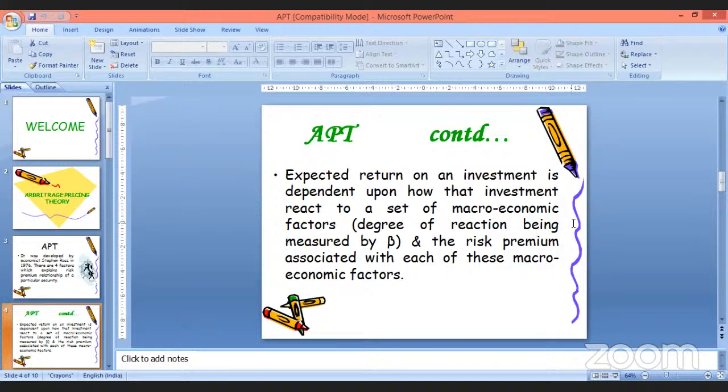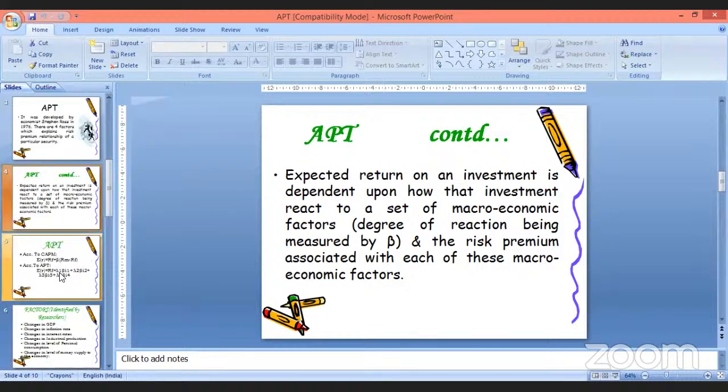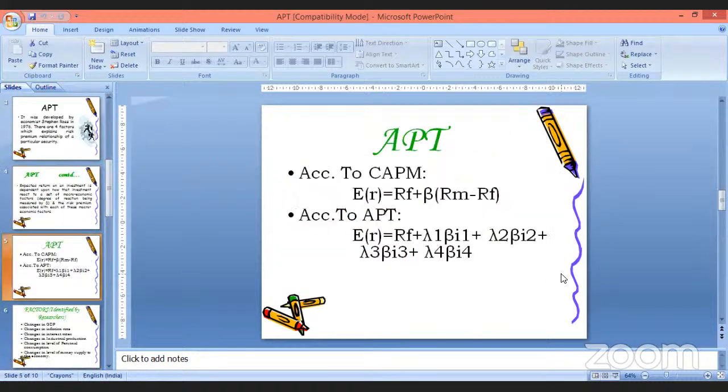This is driven by macroeconomic factors. So what are the specific macroeconomic factors Stephen Ross has taken? 4 macroeconomic factors, out of n number of macroeconomic factors. And the risk premium associated with each of these macroeconomic factors he has undertaken. Clear? So according to CAPM, this is the model: ER, expected rate of return, is equal to Rf plus beta into the risk premium.